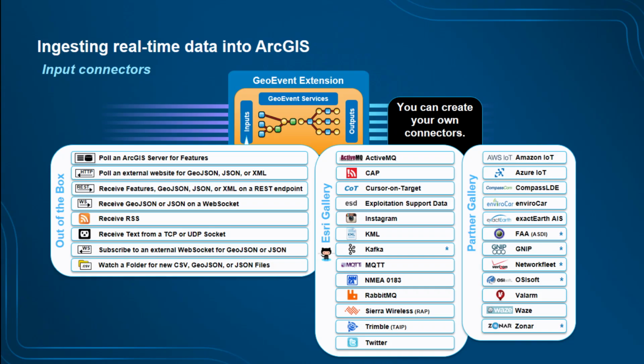So from the input side of GeoEvent, these are lists of out of the box and all the gallery items and even community supported or contributed. So you can see that we have a range of connectors for you. So connector is protocols, transport, and data formats. So we support JSON, XML, CSV, and many others, binary, that might become custom using our SDK to develop that.